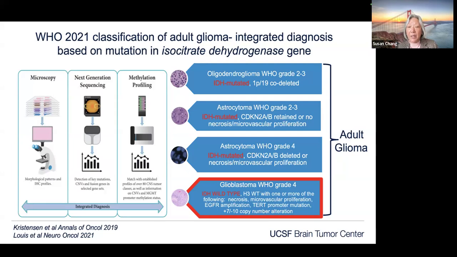When we look at the cells and we look at whether there is microvascular proliferation or cellular necrosis, those are the things that we typically in the past have emphasized. But now with this integration of the diagnosis using next generation sequencing and methylation profiling, we now have a diagnosis of glioblastoma that is IDH wild type, but they could also have other things such as EGFR amplification, TERT promoter mutation, and copy number alteration in chromosomes 7 and 10.